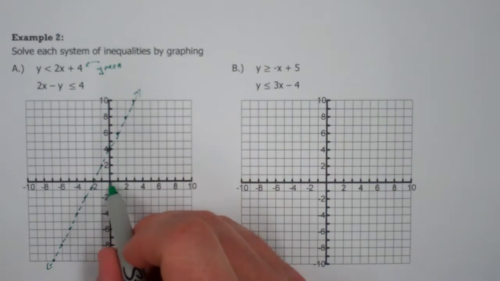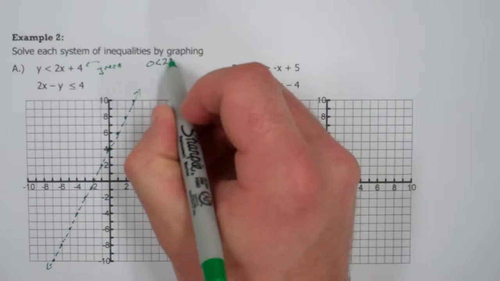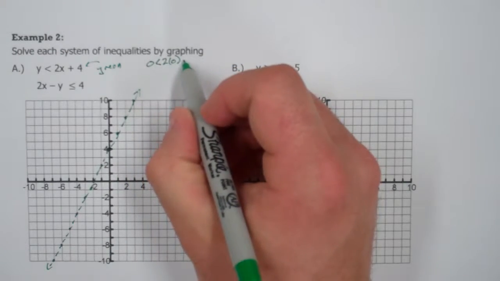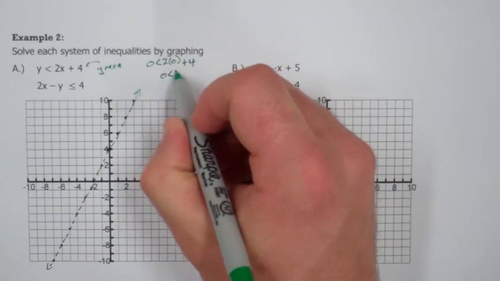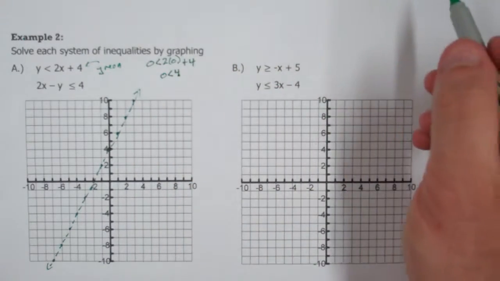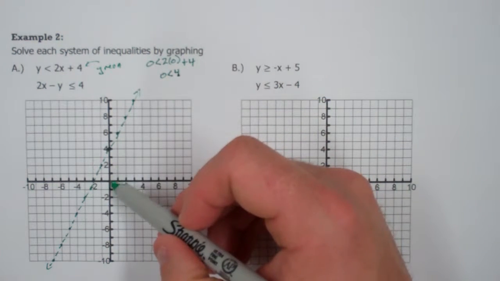We also want to shade. So if the line doesn't go through 0, 0, it's a good idea to choose that for a test point. So what I'll do is I'll just make each variable 0. We're testing this point right here. And we get 0 is less than 4. Well, 0 is less than 4.